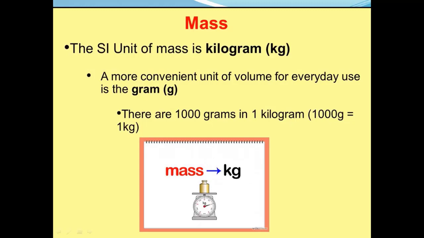So here the SI unit of mass is kilogram. A more convenient unit for everyday use is the gram, and there are 1000 grams in 1 kilogram. This is the simple conversion that we all know. Here kilo particularly refers to 1000. So if I want to say 1 kilogram, I can also say 1 kilo.